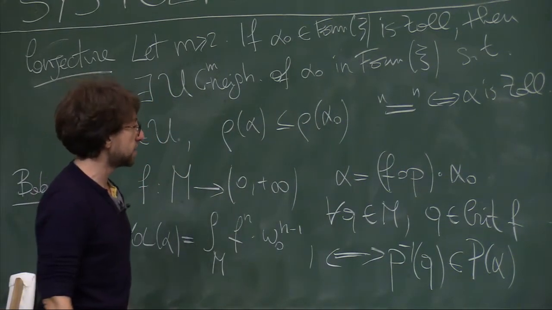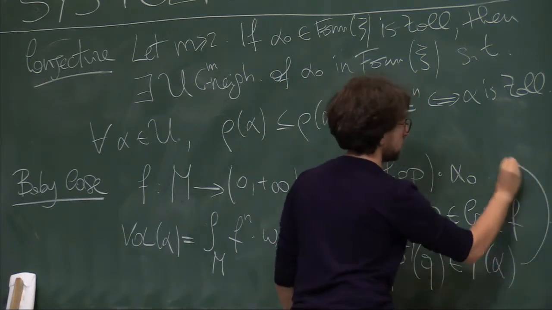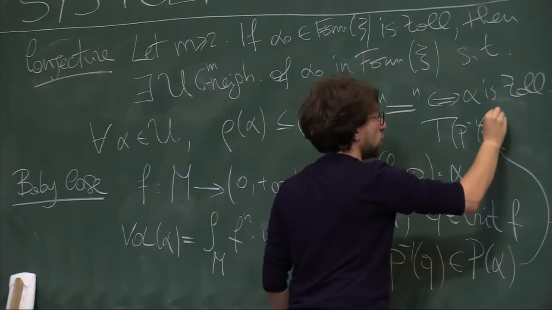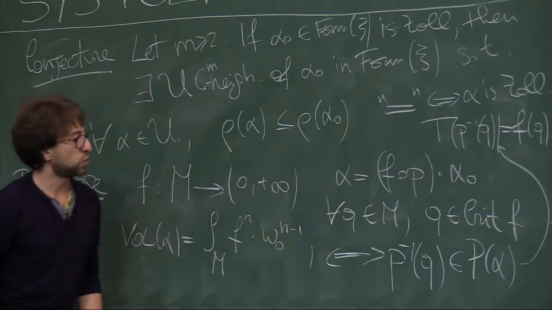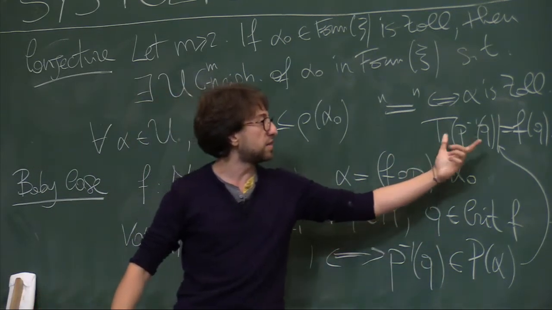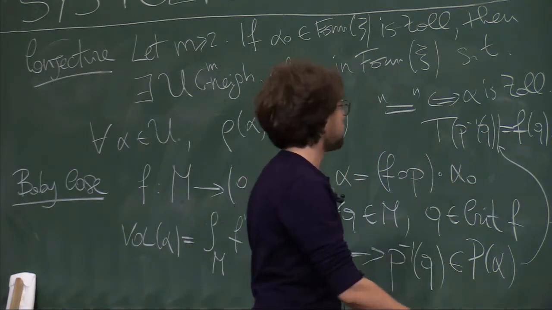Actually in this case, the period of the orbit is just the value of the function at q. So we have a correspondence between critical points and periodic orbits, such that the period corresponds also to the critical value of f.